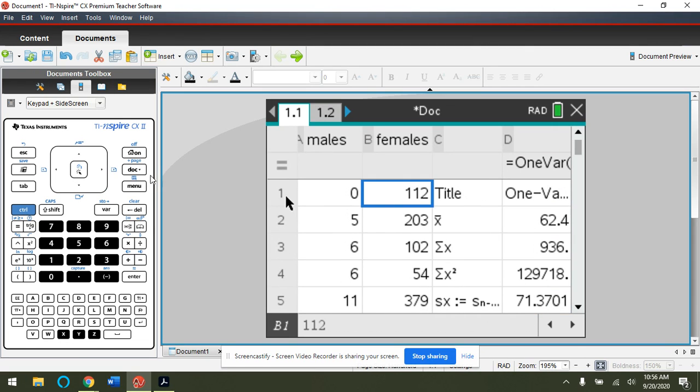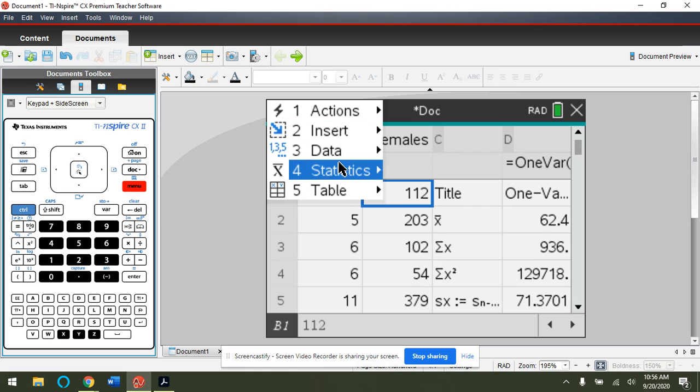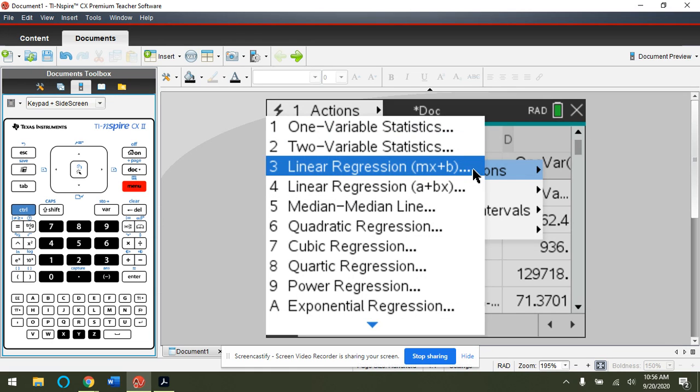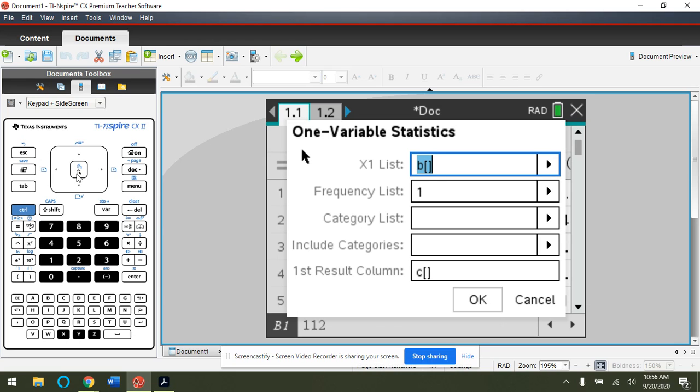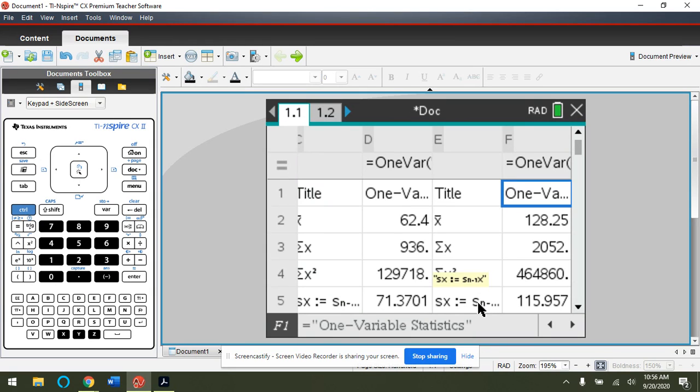For females, I'm going to go menu, statistics, stat calculations, one variable statistics. I'm going to click here for females. Now the results are in C and D because the words are in C and the numbers are in D. So I'm going to put them in E. All right, E is empty.